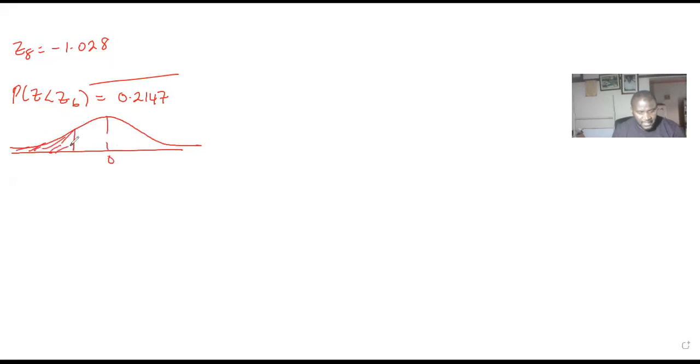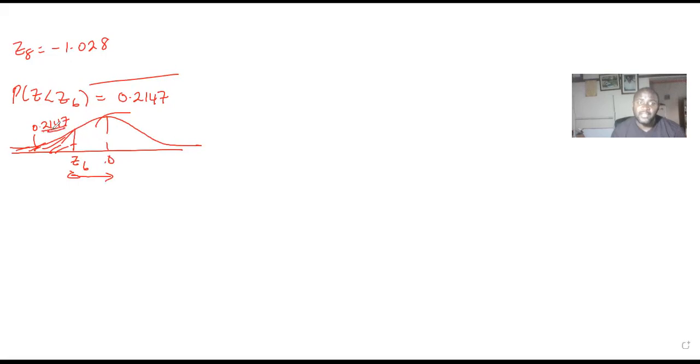You shaded very well this side. Yes, this is Z6. You confirm this is 0.2147, right? Did you subtract off to get this part from 0.5? No, sir, I actually read off its value of 0.2147. We read the value from Z is 0. Even if it is this side, we read the value from Z is 0 up to where you are, because the table reads from 0 up to where you are.